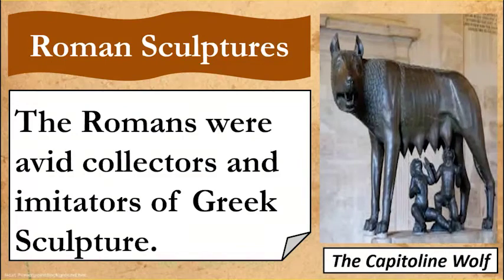Now, let's talk about Roman sculptures. The Romans were avid collectors and imitators of Greek sculpture. They did not attempt to compete with the freestanding Greek works of history and mythology, but rather they produced reliefs in the great Roman triumphal columns with continuous narrative reliefs around.